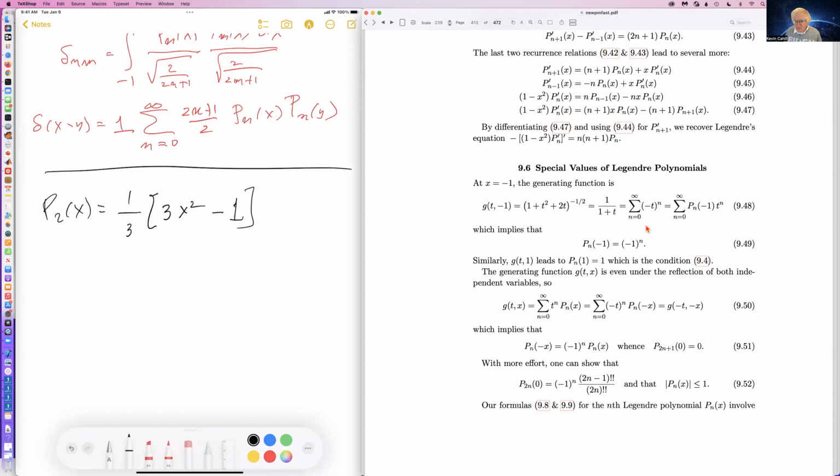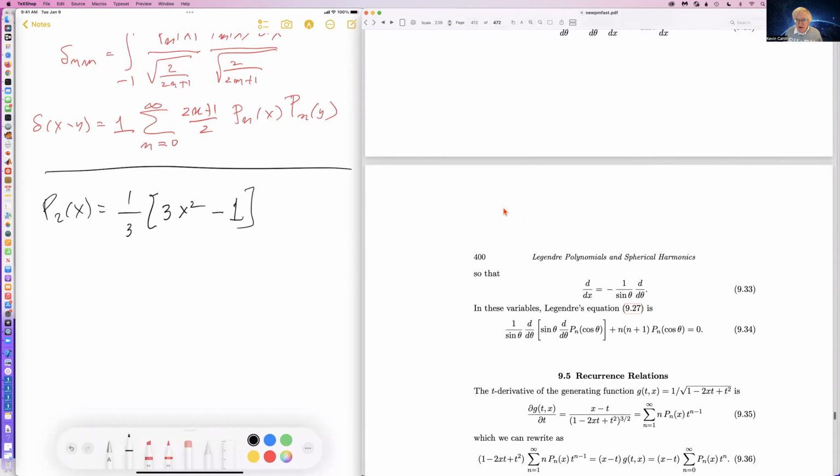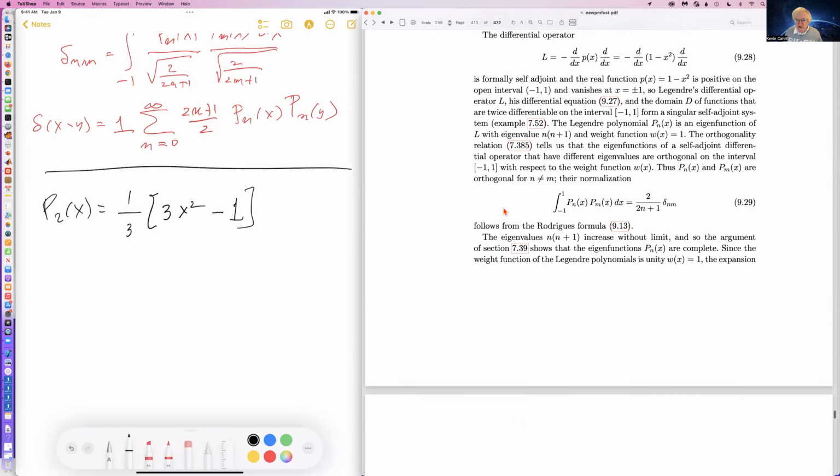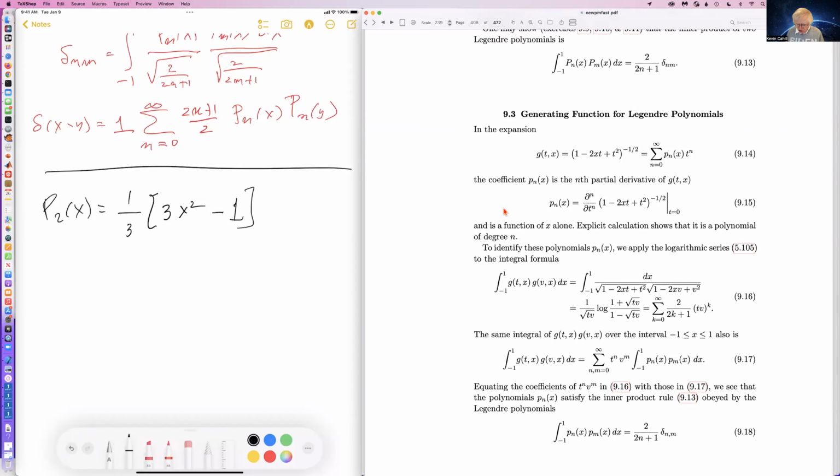And we have here the generating function, and we can use the generating function to find out things about Legendre polynomials, in particular g of t and x. Well, let's remember what g is. And I, of course, forget what g is, so I have to go back to find g. All right, so g comes from something that occurs in physics. That's why we have it.